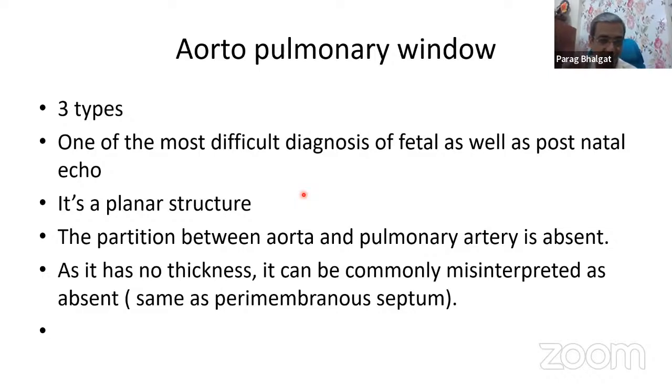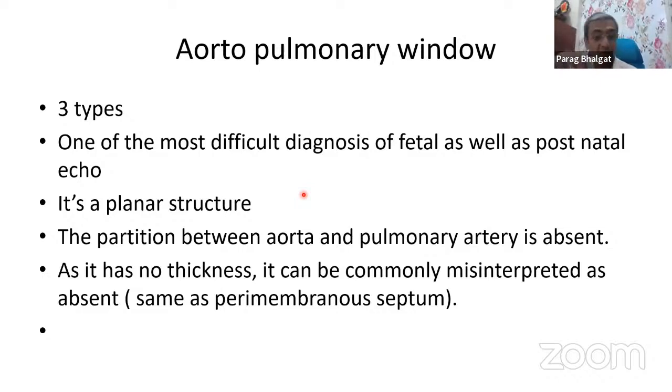It's a planar structure. Aortopulmonary window means that the partition between the aorta and pulmonary artery, which normally have two independent adventitia and muscle walls, is fused and there is continuity between the lumen of these two. Then it's called aortopulmonary window. There are two semilunar valves. Don't confuse this with truncus, where the MPA arises from the ascending aorta, or TOF.